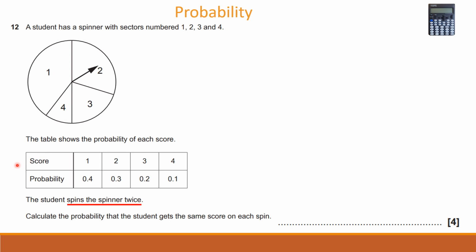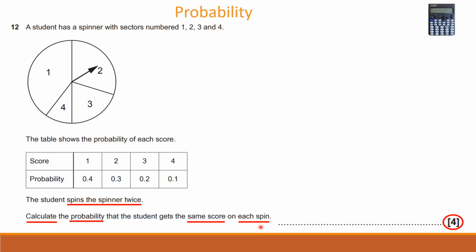So the keywords are that the spinner is spun twice. So it's spun round once and the arrow points to a value, then it's spun around again and it points to a different value. You've got to calculate the probability that the student gets the same score on each spin. So when the spinner's spun, first of all, it lands on a 2, it's spun again and it lands on a 2 again. What is the chance of that happening? And that is worth 4 marks. So that's what the question's asking us to find.